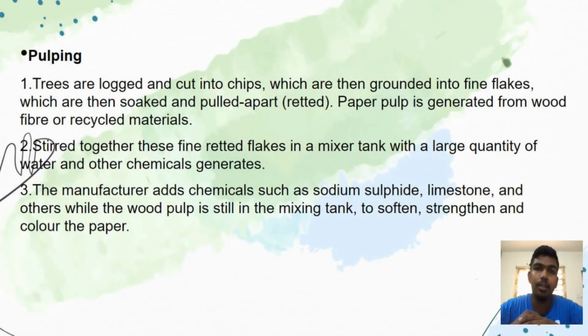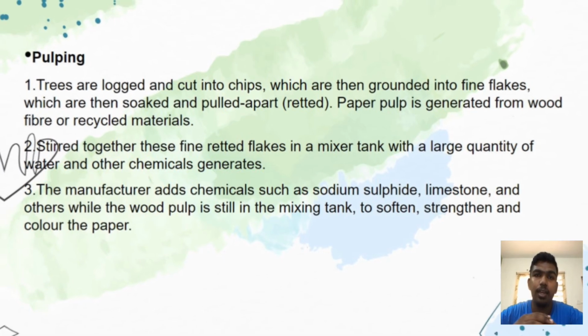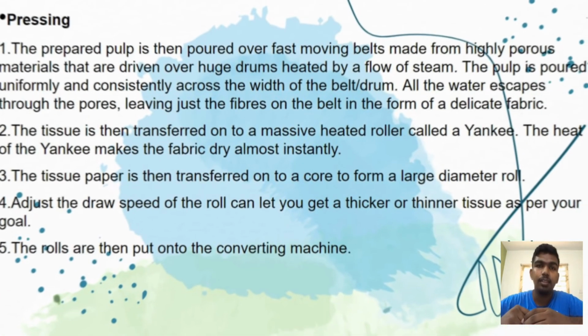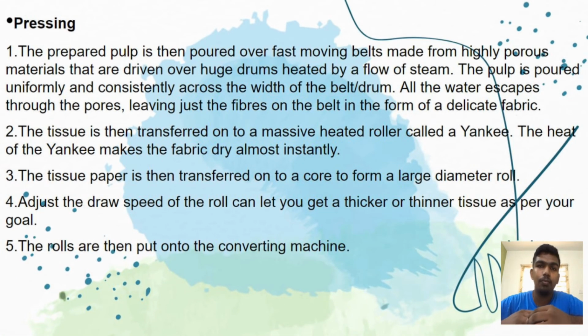The first process is pulping. Trees are lopped and cut into fine flakes. Pulp is produced from wooden flakes and recycled materials. The mixture is stirred together in a mixer tank with a large quantity of water and some chemicals such as sodium sulfate and limestone. The second process is pressing. The pulp mixture is then poured onto a fast-moving belt made of highly porous material. The pores allow the water to escape through it. The tissue paper is then heated and transferred onto large-diameter rolls to be rolled into tissue.